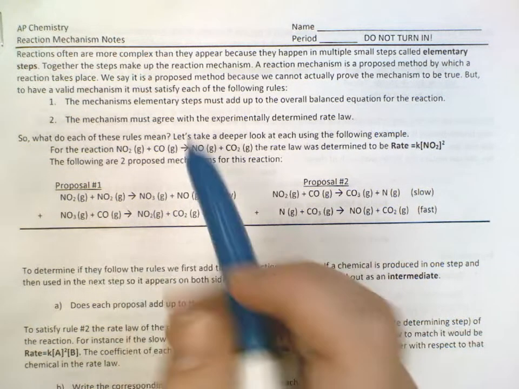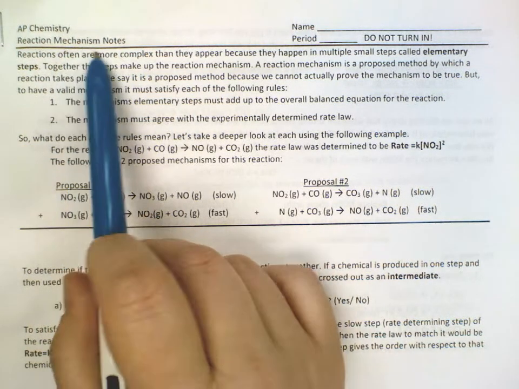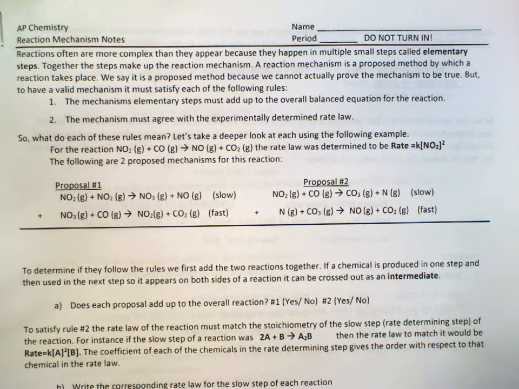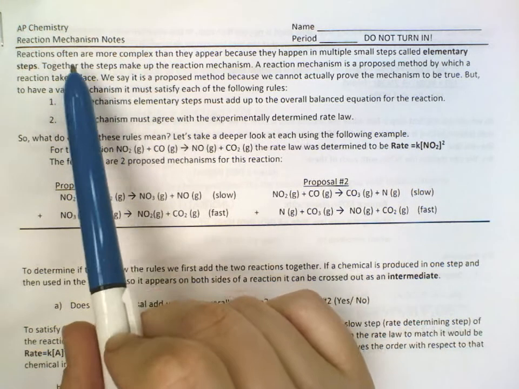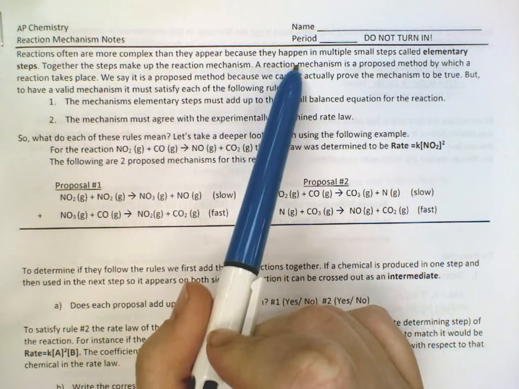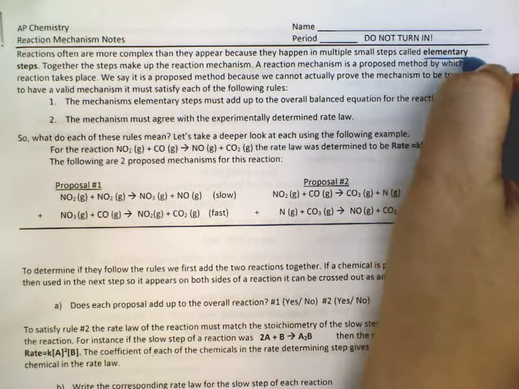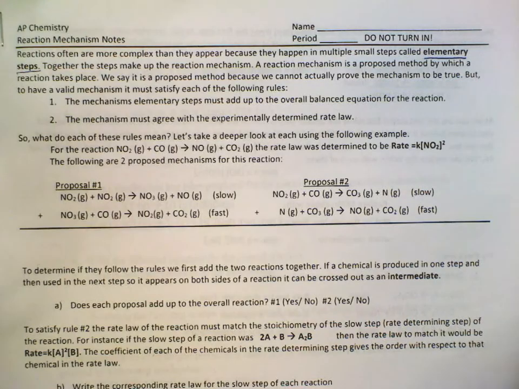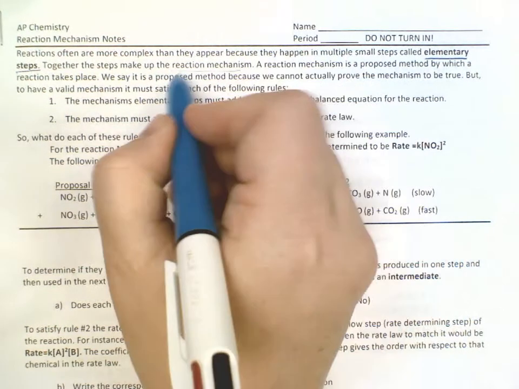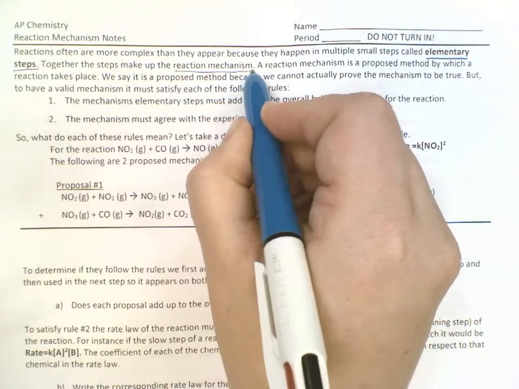Alright guys, we're going to take a look at what are called reaction mechanisms. So make sure you have this packet out that I gave you with the notes page so you can follow along and fill them out as we go. So it says reactions are often more complex than they appear because they can happen in multiple small steps called elementary steps. Together the steps make up the reaction mechanism. So all the steps combined make up the mechanism.